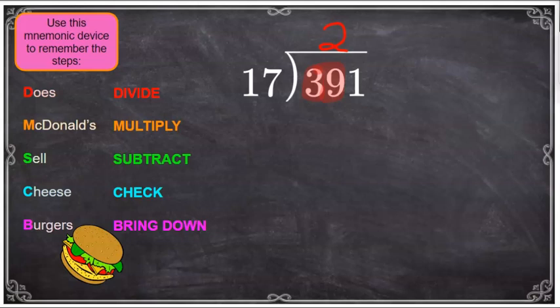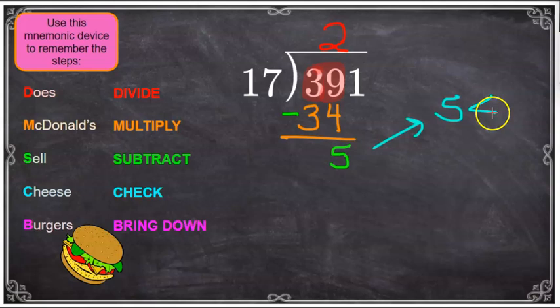My next step is multiply. So I'm going to multiply the 2 times the 17, and the product of that goes here. The next step is subtract. So I'm going to subtract 34 from 39, and that is going to be 5. My next step before I continue is to check. And what I want to do is take that 5 and ask myself, is that less than the original divisor? It is, so that checks. So now I can continue. I'm going to bring down my 1.